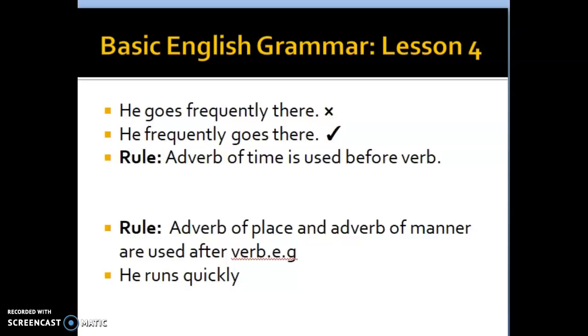Now what is the placement of an adverb in a sentence? There are two answers to this question. Frequently is related to time, so it is called an adverb of time. Remember, an adverb of time is used before the verb, so frequently is used before the verb here. "He frequently goes there." We can't say "he goes frequently there" because goes is a verb and an adverb of time should appear before the verb. The next rule is adverb of place and adverb of manner. These are always used after the verb. The example has been given below. "He runs quickly." Quickly is an adverb of manner, right? So it is used after the verb.